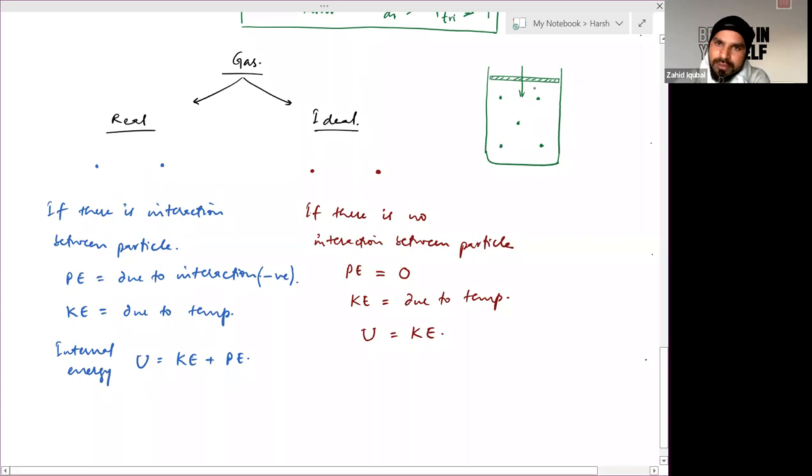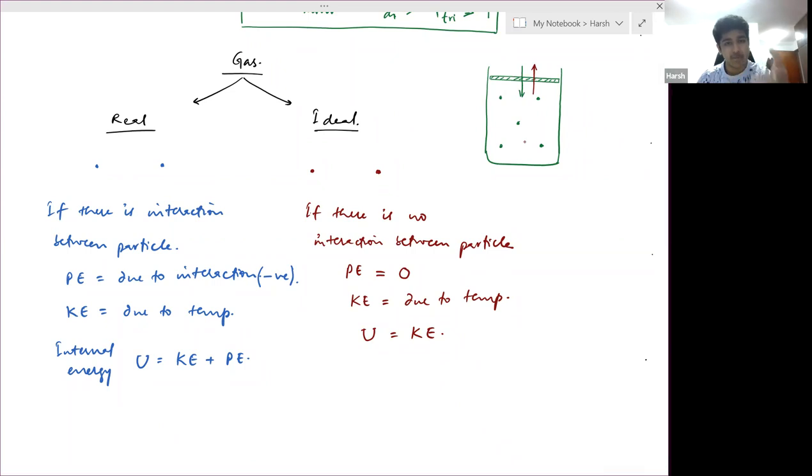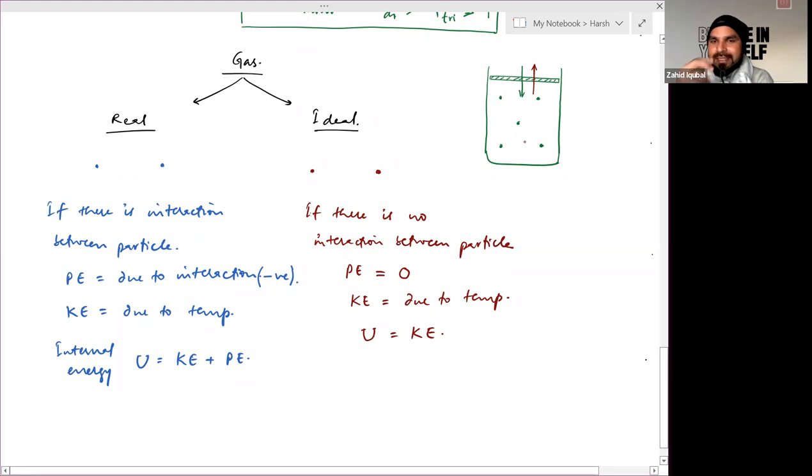But suppose you increase the piston outward, so the volume of this vessel will increase, and particle separation will also increase. So you will say there will be lesser interaction between these particles in this case. Yes, sir. So on increasing the piston, what I'm doing is just decreasing its pressure. Is it clear? Yes, sir.